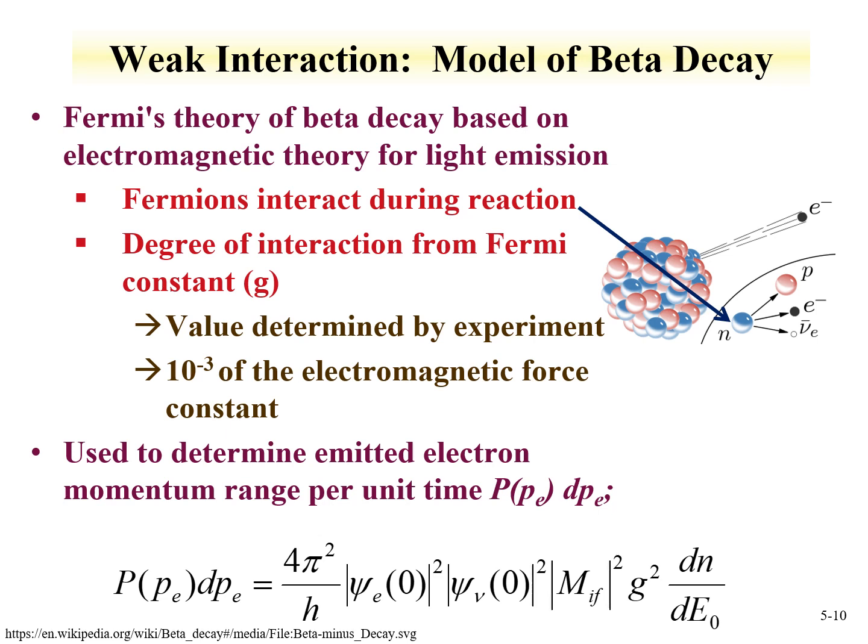And this degree of interaction can actually be evaluated by something called the Fermi constant. And this Fermi constant, G, is something that's determined by experiment. It's about 10 to the minus 3 of the electromagnetic force, and it plugs into an equation which is used to determine the emitted electron momentum range per unit time. This winds up being spectral information, so we can get information about the decay spectra of electrons from this term, and we'll describe this equation.